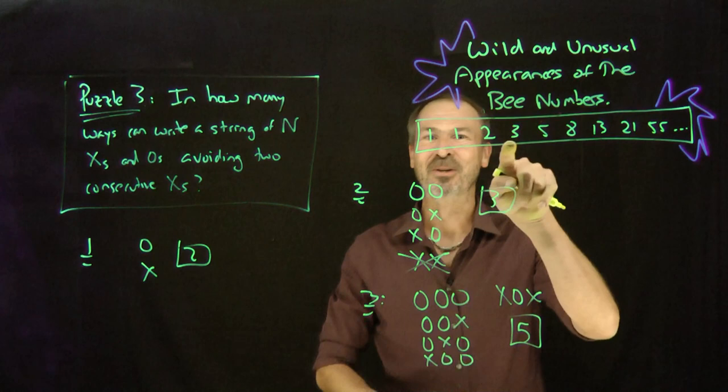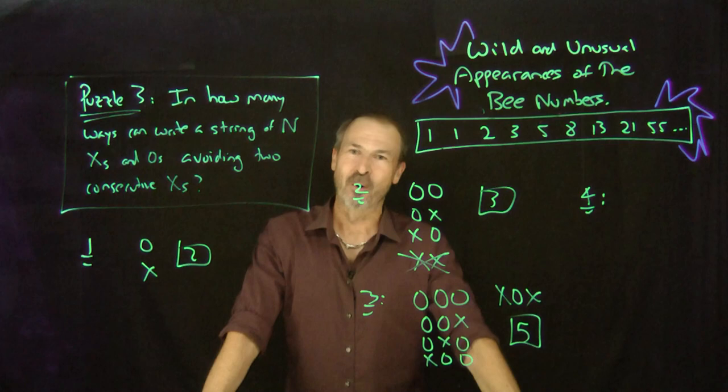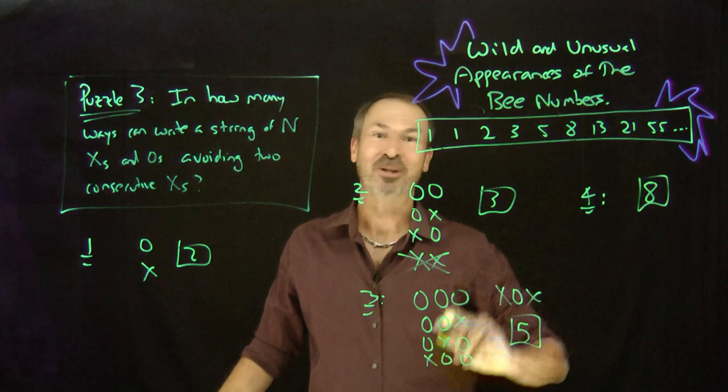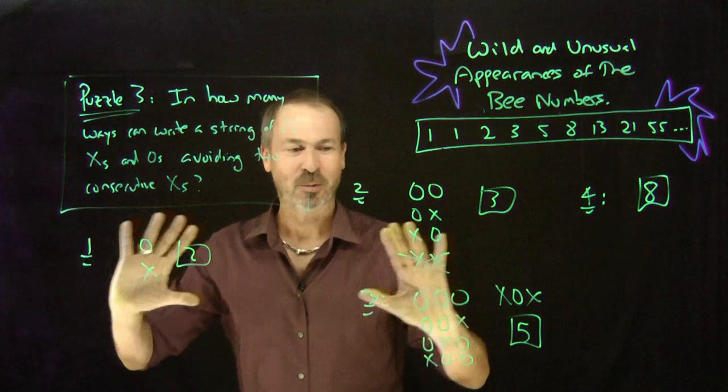Check. Write out all the ways you can write a string of four X's and O's, avoiding two consecutive X's, and I bet you'll find there are eight ways to do it. So here's my question. Why is writing strings of X's and O's with a strange restriction actually matching these B numbers? What's going on?